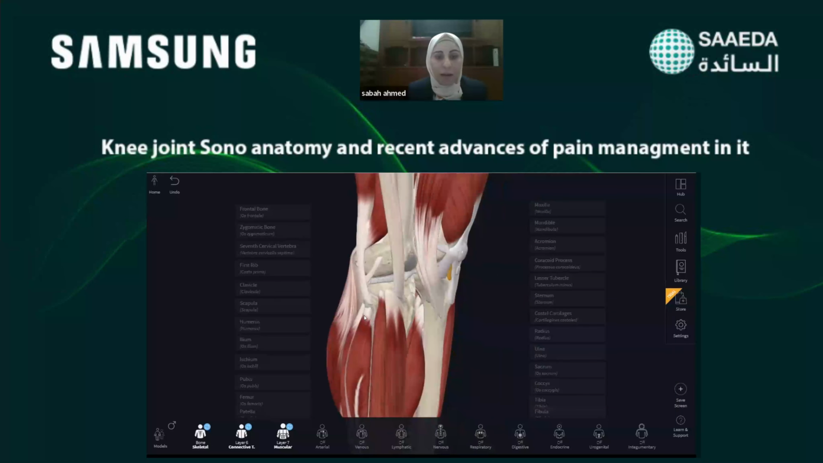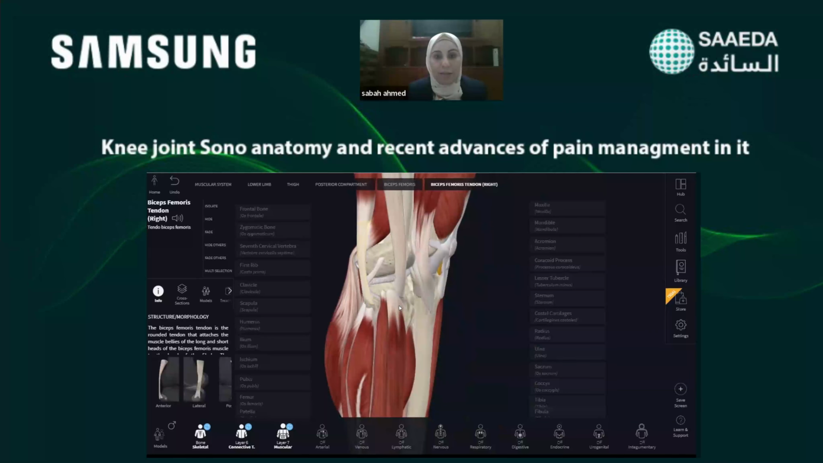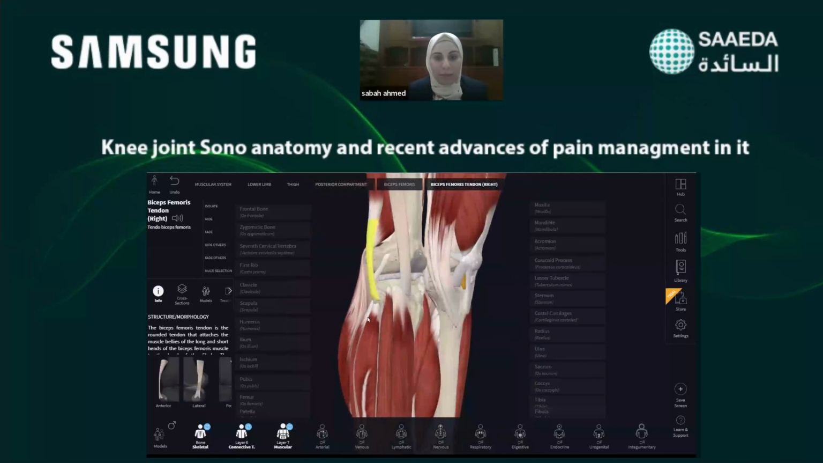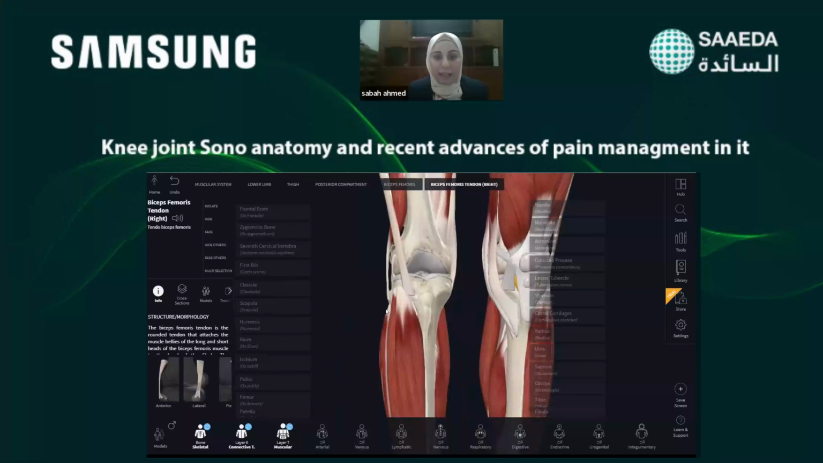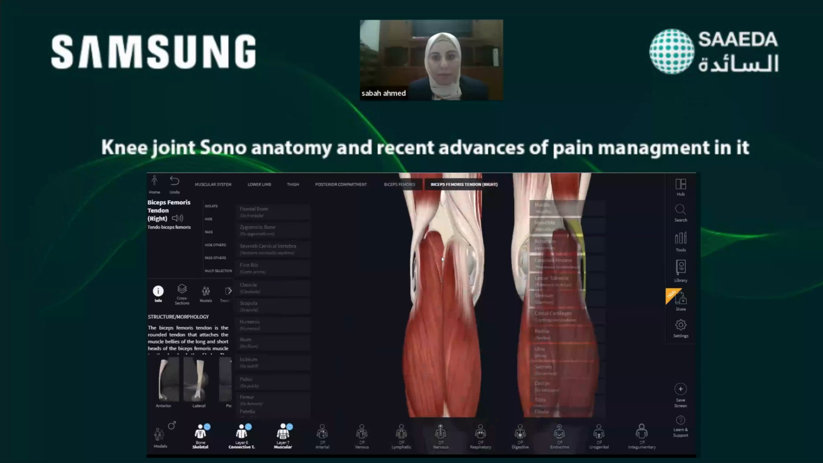In the lateral compartment, the important muscle that is inserted into the upper part of the fibula is the long head of biceps femoris tendon. It comes from posterior to insert into the lateral part. This is regarding the lateral part. Now go to the posterior compartment.